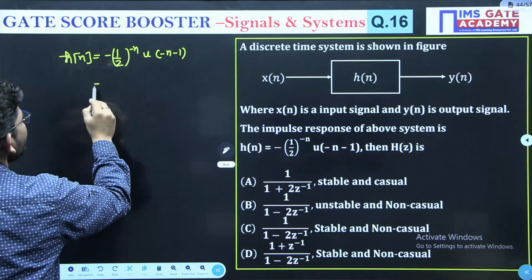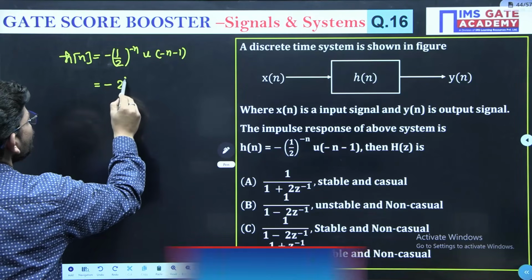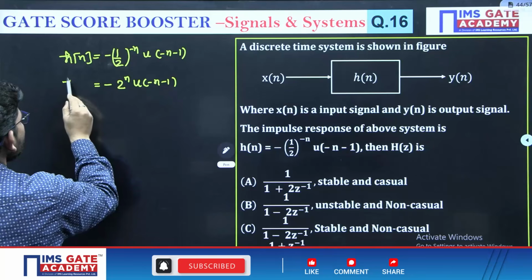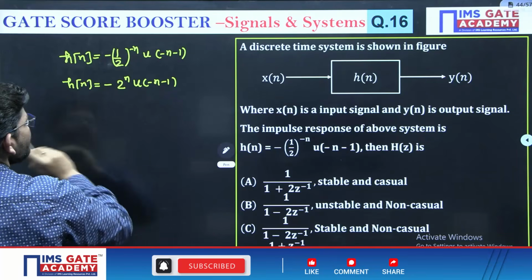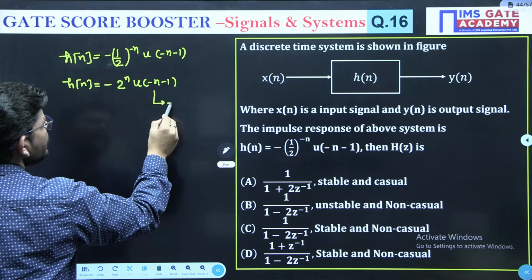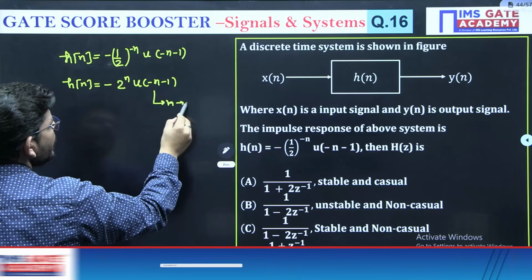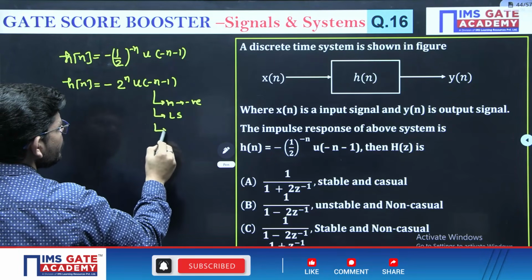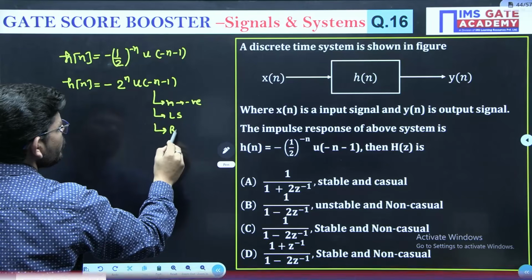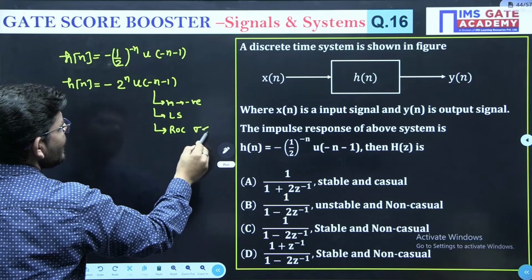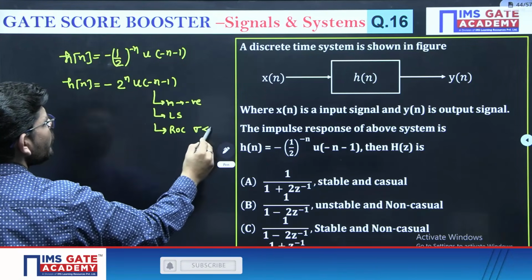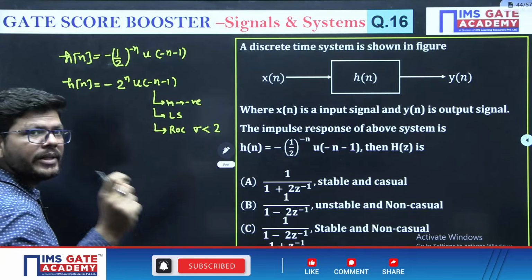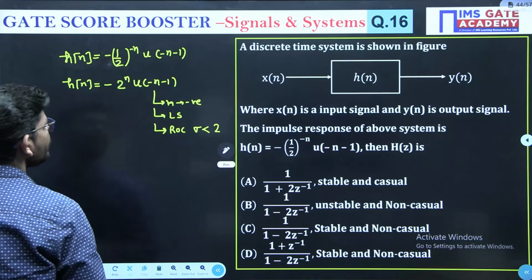Okay, or we can write it as -2 to the power n u of -n -1. When you look into this system, you can see that n is negative. N negative means it is left sided. So left sided means the ROC will be sigma less than the pole value. What is the pole value? Whatever is written here as a to the power n, that will be the pole value, right? So we got the ROC.